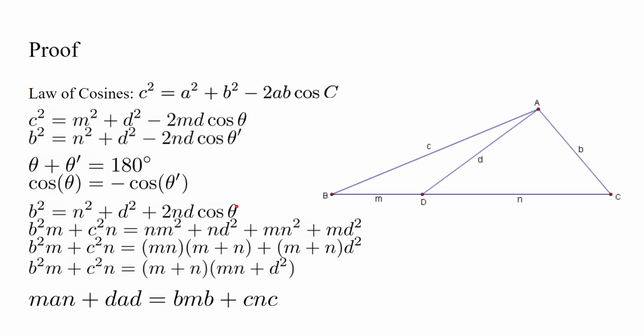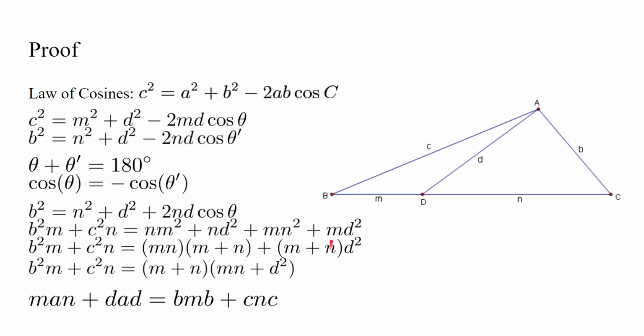What can we do? Well, easy. We can multiply this one by m, multiply this one by n, and then add them, so that we can just completely remove the 2md cosine theta and 2nd cosine theta. So it'll be 2mnd cosine theta minus 2mnd cosine theta, blah, blah, blah. You get this: b squared m plus c squared n equals nm squared plus nd squared plus mn squared plus md squared. Easy enough. Factor mn out of these two.